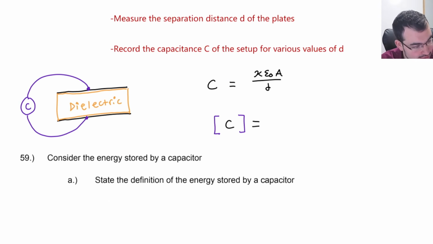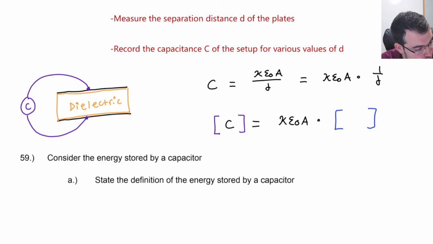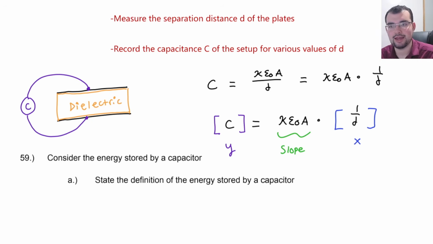So I might actually want to write that as kappa epsilon naught A times the quantity 1 over d, so I can get all of my variable in one term here. So we graph C versus 1 over d. And our slope is kappa epsilon naught A, which we can, of course, use to solve for kappa.